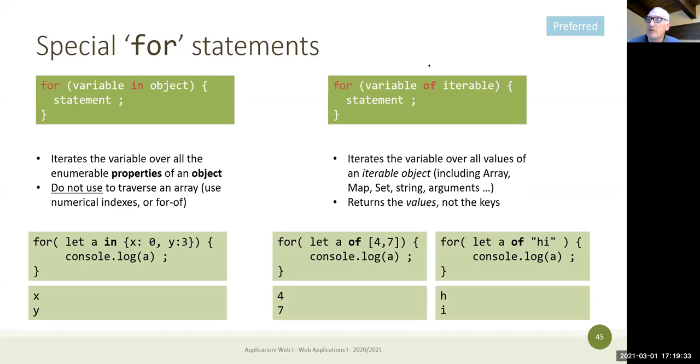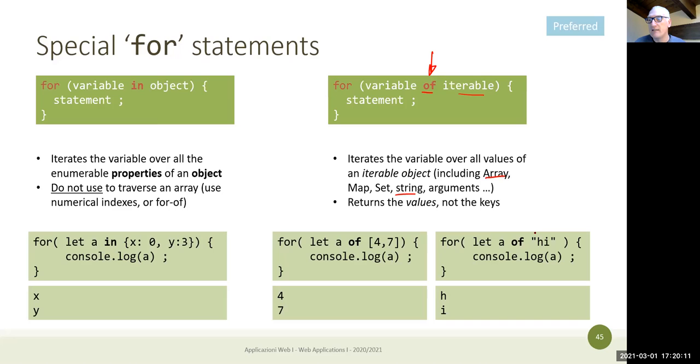The most important is the for of. If we have a composite object, basically, that can be an array, for example, or a string, or others, I can iterate over the elements of this array or of the string one by one using a for variable of string or of array. At every iteration, I get one of the elements. We see the examples here.